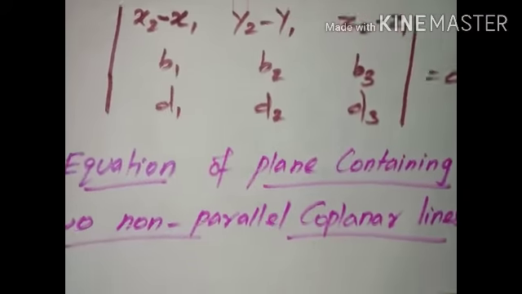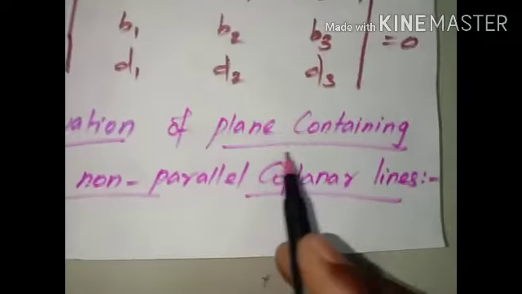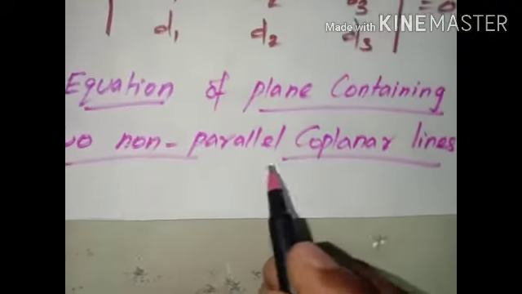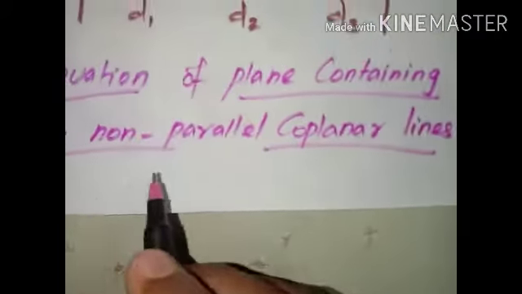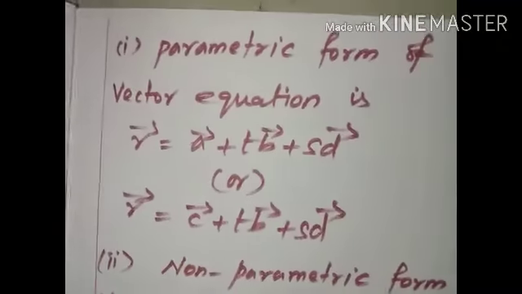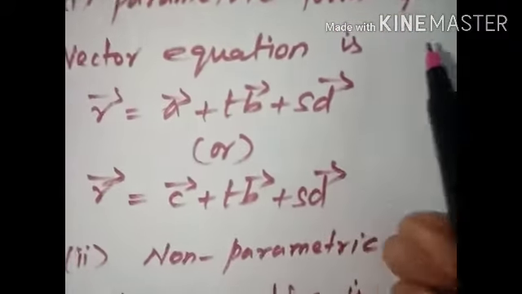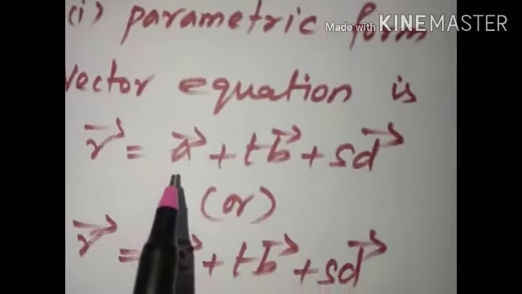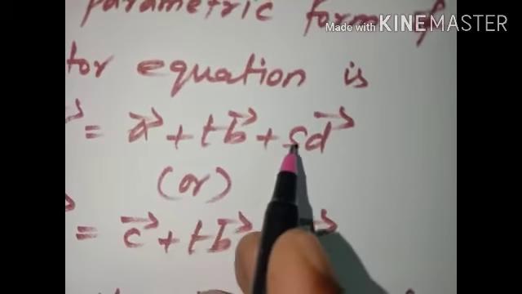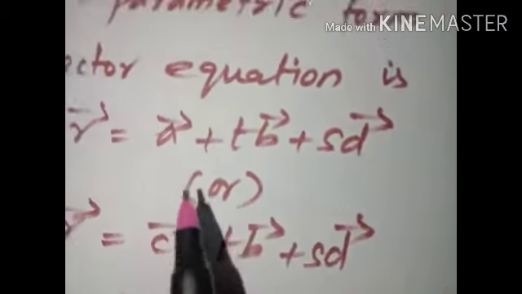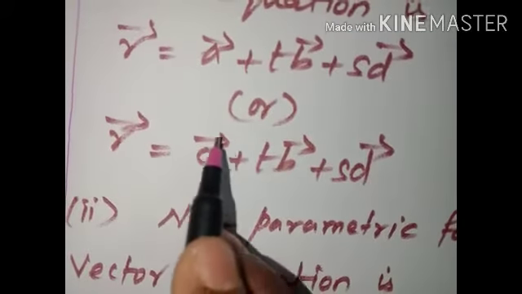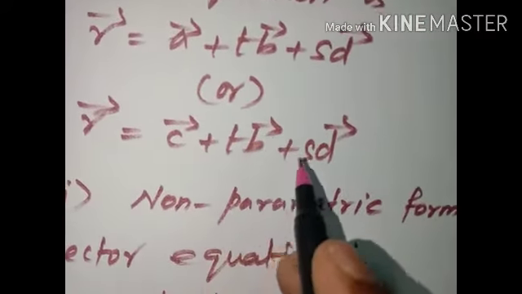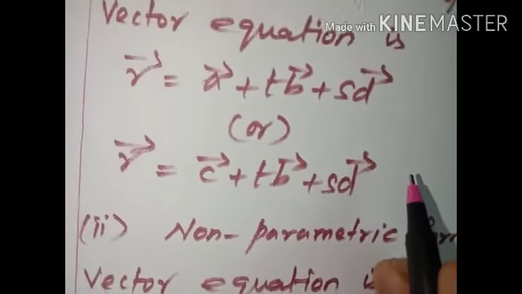Okay. So now the next topic: equation of a plane containing two non-parallel coplanar lines. Two non-parallel coplanar lines. Okay. So now, given the parametric form of vector equations: R vector equal to A vector plus t B vector plus s D vector, or R vector equal to C vector plus t B vector plus s D vector. Okay.